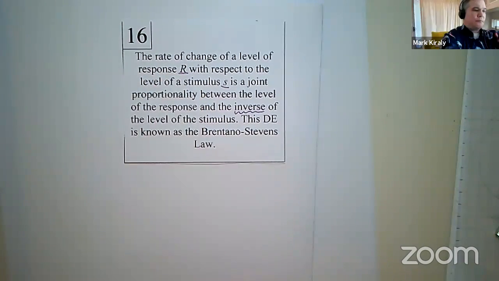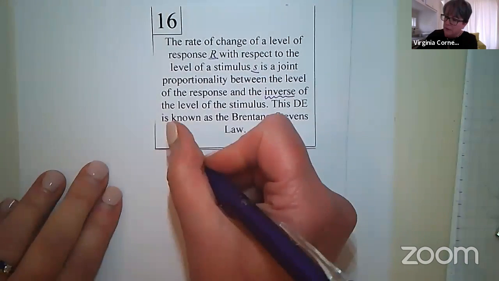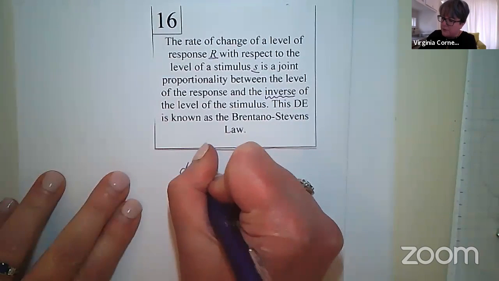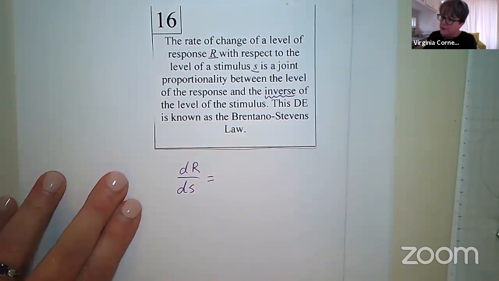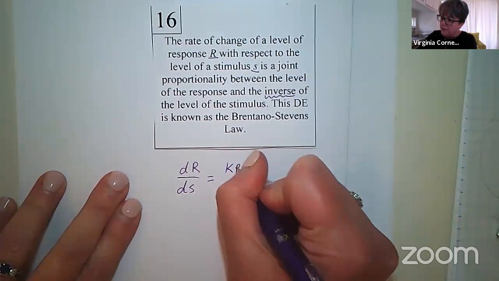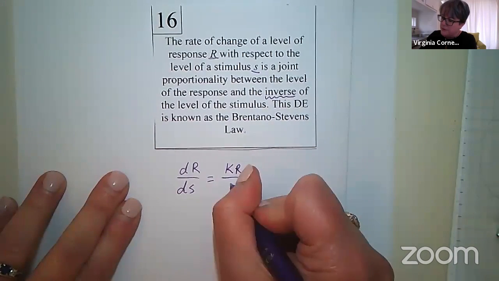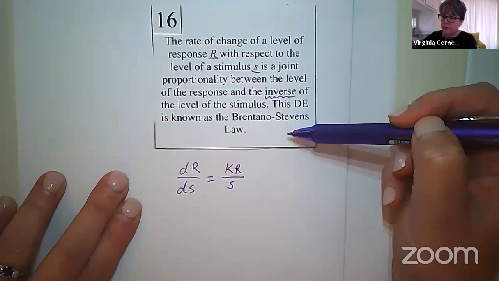So the rate of change of the level of response R with respect to the level of a stimulus S, that is going to be dR/dS is equal to a joint proportionality between the level of the response. So the level of the response is R, so perhaps KR, divided by, and then the inverse of the level of the stimulus, divided by S. So that differential equation describes that entire situation.